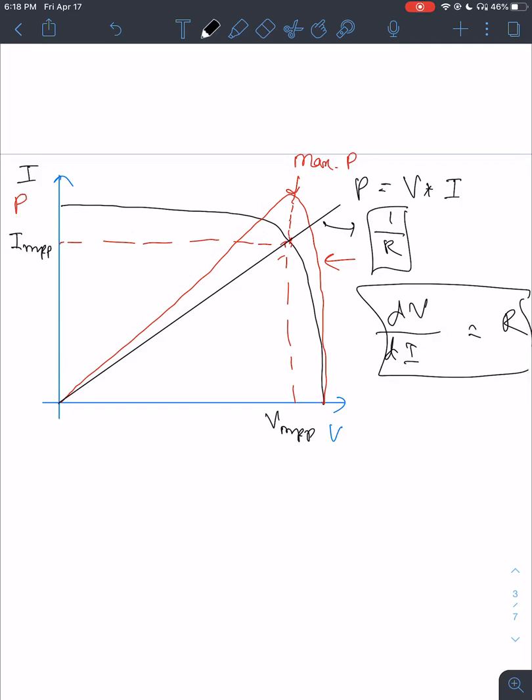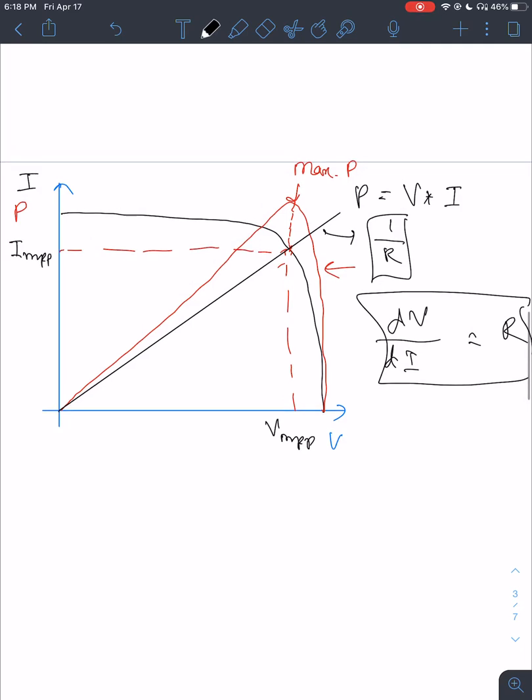So now you would think that we need to vary the resistance to get to this point. If you have a line like this, then you are not at the maximum power point. If you have a line like this, you are not at the maximum power point. If the inverse value of resistance is equal to this line's slope, then you are at the maximum power point.